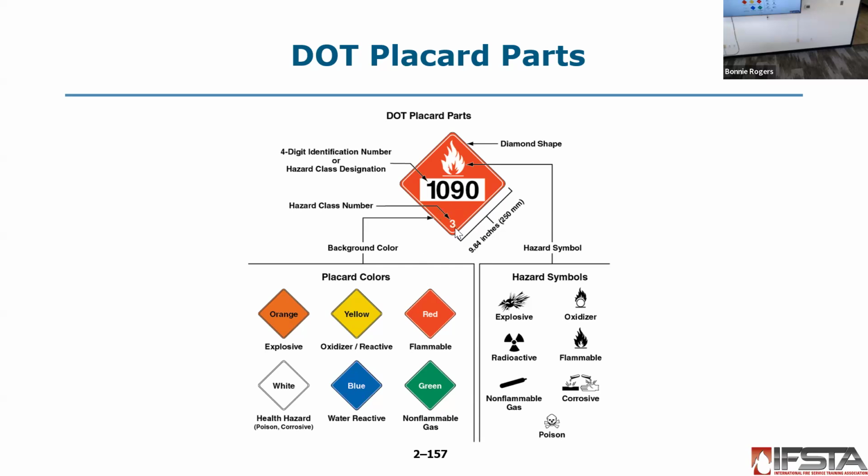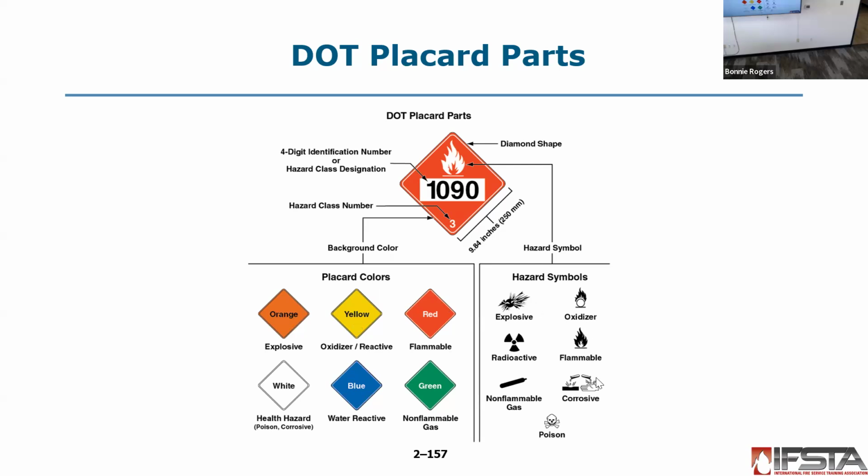What's a 3? Flammable liquids. And what color is that? What are the different colors we can have? Orange, yellow, red, white, blue, green. Where can you see green? Non-flammable. Okay, you can also have a symbol there.